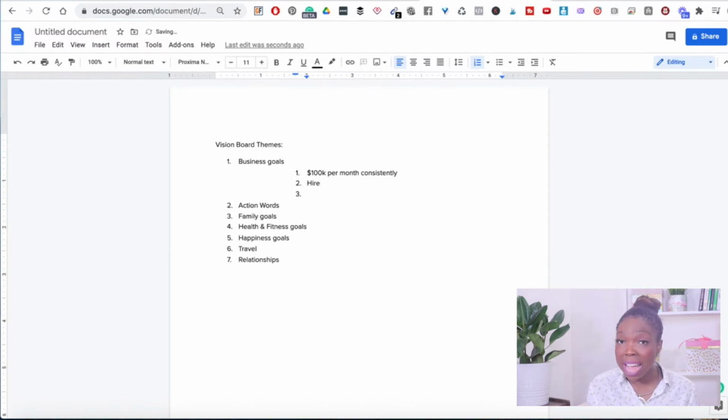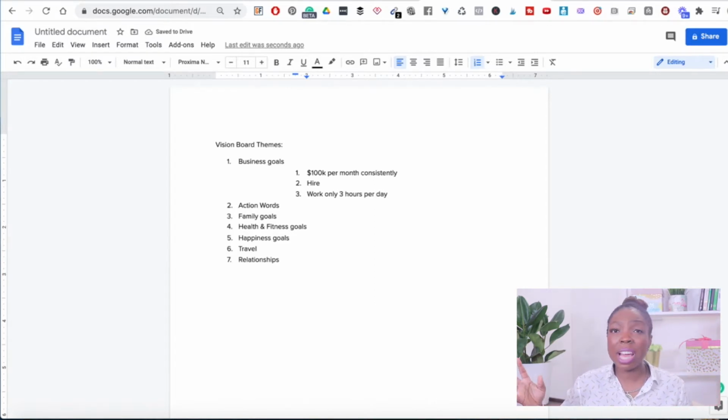Other business goals that I might have is work only 3 hours. Right now I actively work about 2 to 3 hours per day, and it works well for me. So again, it's on my vision board to remind me to take some time out of the business and spend with my children, spend with my husband, etc. So those are some of my business goals. What are yours? Yours are going to be different to mine. Don't be put off by mine. No judgment. Put yours down there.